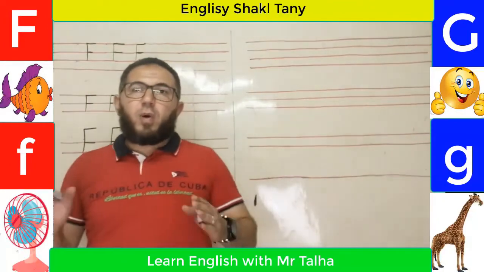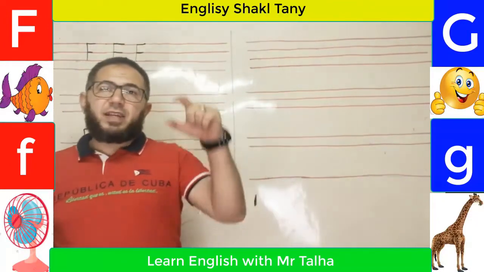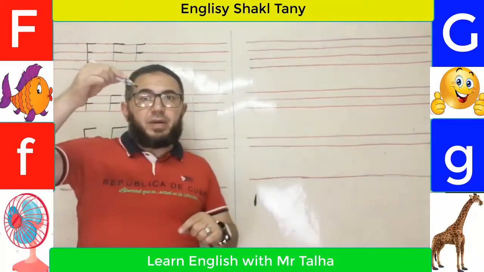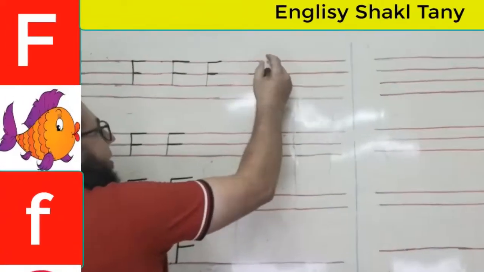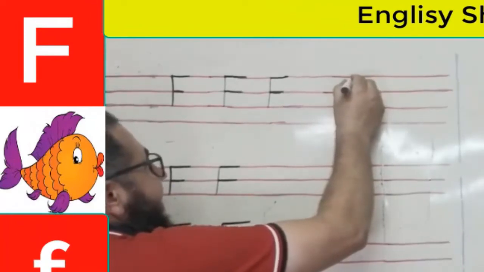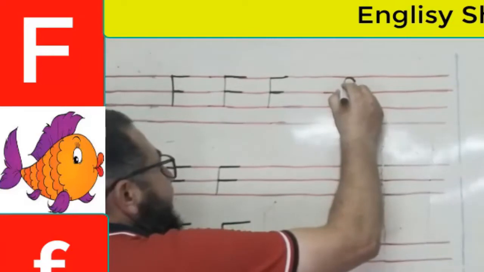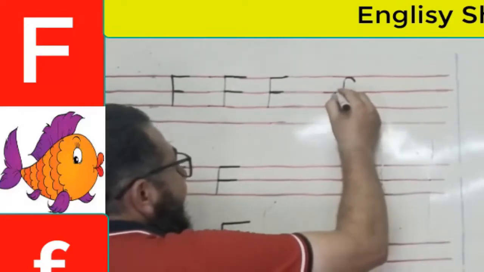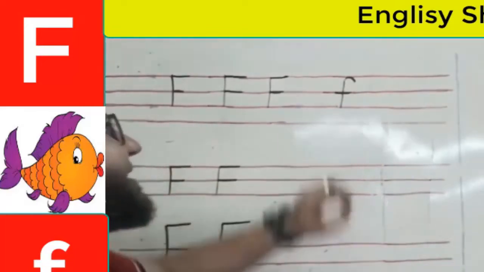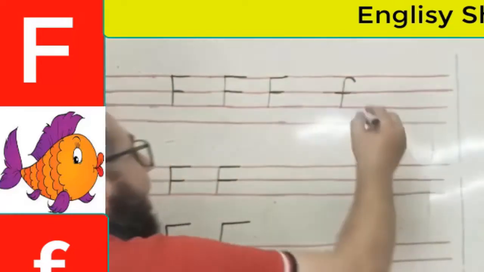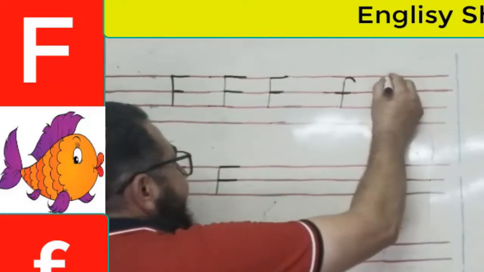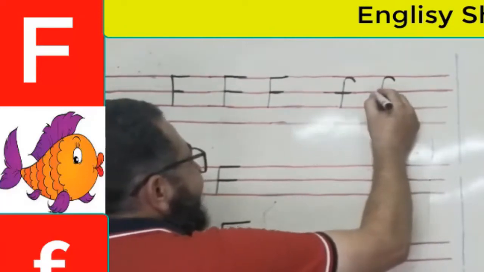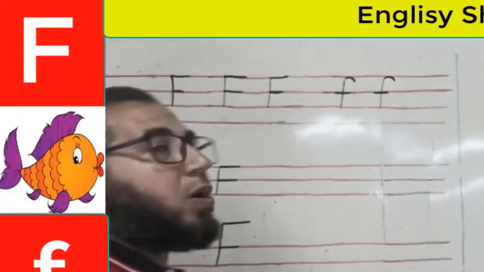So what about F small? Let's see how to write F small on the four lines. It's like F capital, but it's curved at the top. So I'll start at the top with a curved line like that, then go down to the third line, then make a sleeping line here, across this line. So it's F small. Again, at the top, I'll make a curved line, then go straight to the third line, and then make a sleeping line here. It's F small.